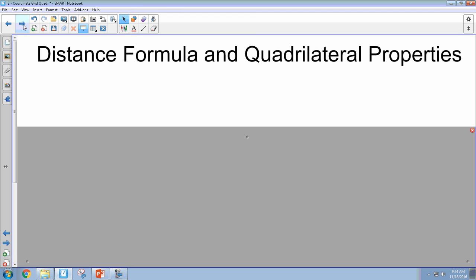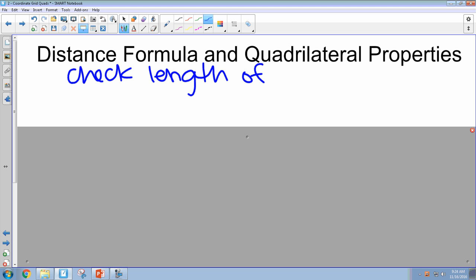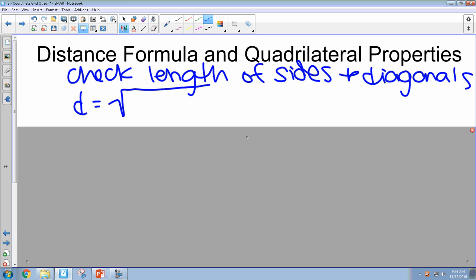Okay. Next thing we're going to do is talk about the distance formula. Distance formula, as you remember, will find you the distance between 2 points, which is the length of sides or of diagonals. So we are going to use this to check the length of sides and diagonals. In the event you do not have this written in your notes recently, which you have it in quite a few places, but we'll give it to you again. Remember, it's x minus x squared plus y minus y squared.